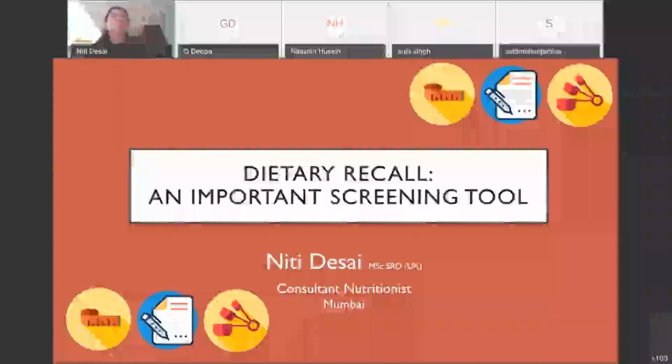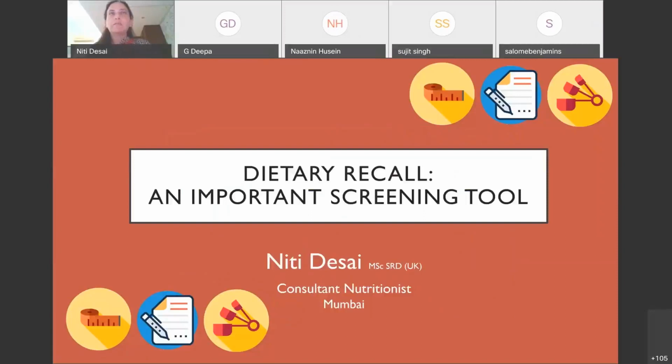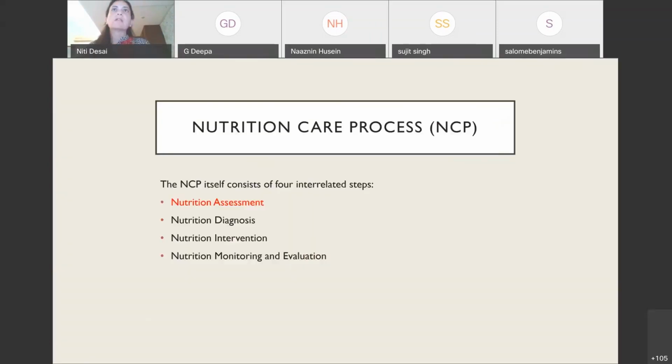We're going to be talking about dietary recall. Basically, as dietitians, you would know it's one of the most primary tools, and in fact, one of the most important tools that we use in practice. And based on this tool and how we use it, we prescribe the diet or make our nutrition prescription.